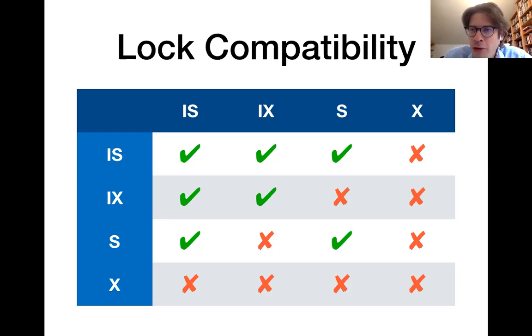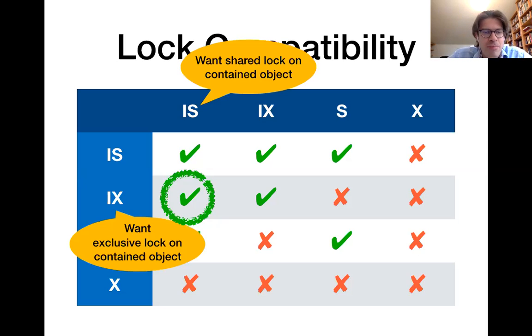One question that I often get about this matrix is, for instance, why is it that intention shared and intention exclusive locks should be compatible? Because as we know, shared locks and exclusive locks are not compatible. So why is this version of the locks more permissive? Let's perhaps quickly discuss that point.